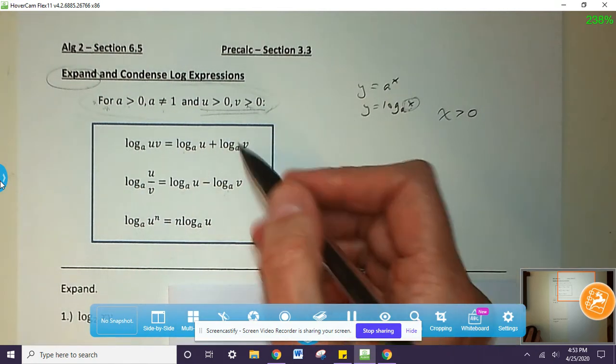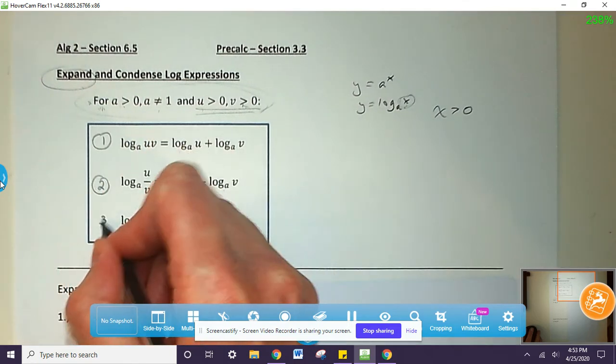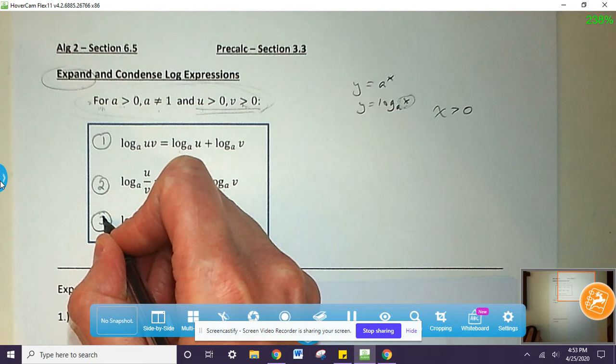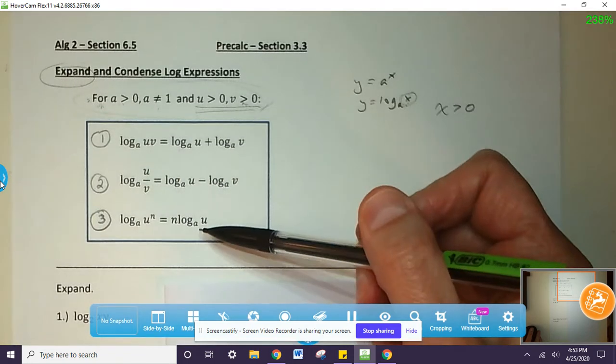So here are the three properties. I call them 1, 2, and 3. They don't have official numbers associated with them, but it's going to be easier to discuss them if I refer to them as 1, 2, and 3.